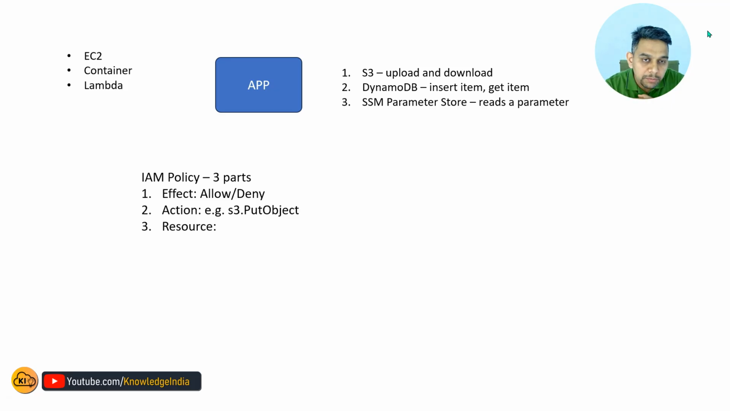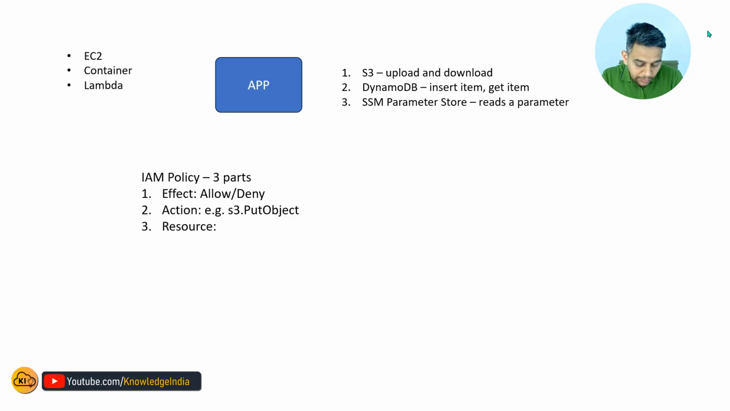For example, let's say I want to allow S3 PutObject, that an object can be uploaded to an S3 bucket. So the question is, to which S3 bucket? Is it to all the S3 buckets in your account? Probably not. You would have probably created an S3 bucket for your application and you want to give permission only to that S3 bucket. So it becomes important to specify the resource part as well.